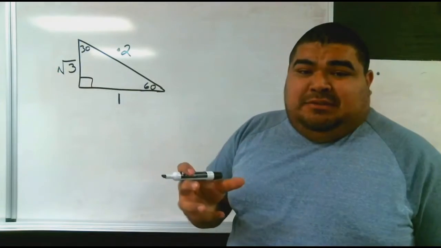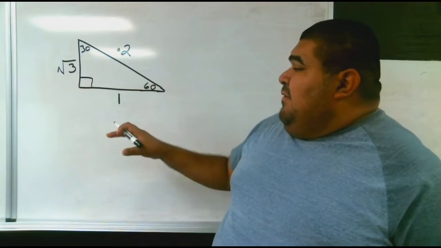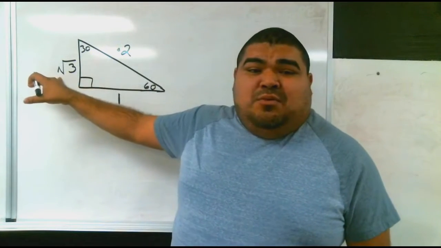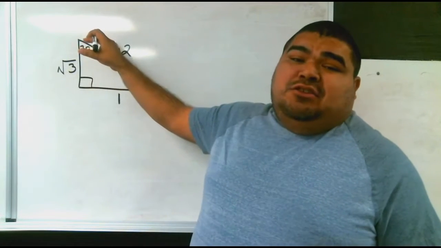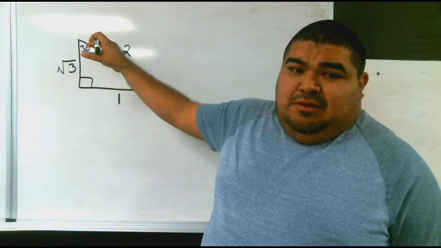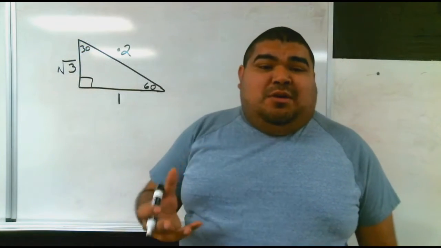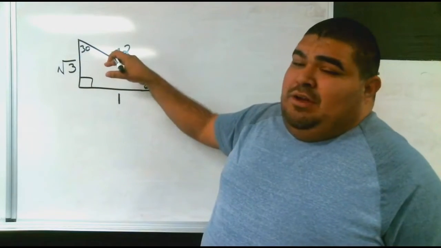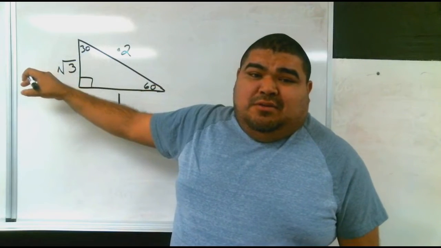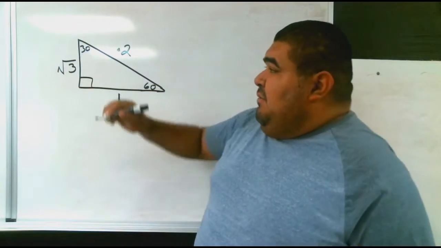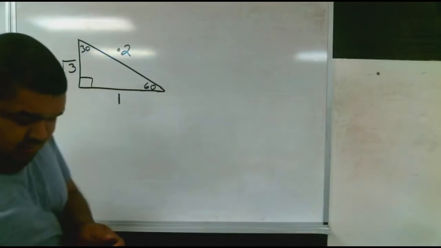When you're doing the opposite, you do the same thing. If you want to go from radical of 3 to 2, obviously you multiply by 2. The same from radical of 3 to 1, you multiply times 1. When you do the opposite though, when you go from 2 to radical of 3, you have to divide by radical of 3. So let's do a little two-color one.